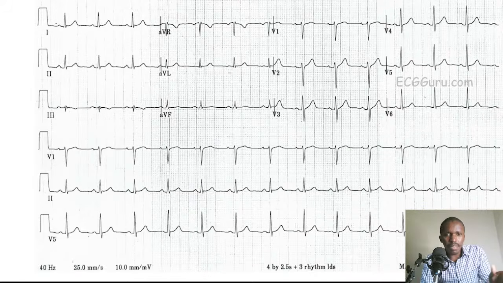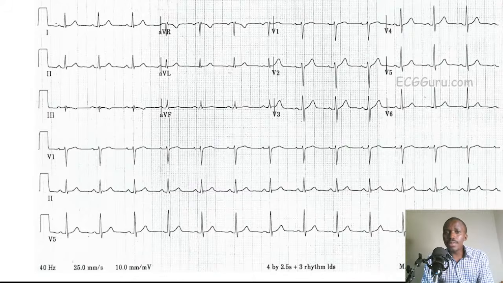Then you're like, okay, fine, the P waves are there. What's our next thing that's going to be there? Are the P waves before each QRS complex? We check. Okay, the P waves are before the QRS complex, before the QRS complex, before the QRS complex, before the QRS complex. That's fine. Okay, so the P waves are present. They are before the QRS complexes, and they're upright.